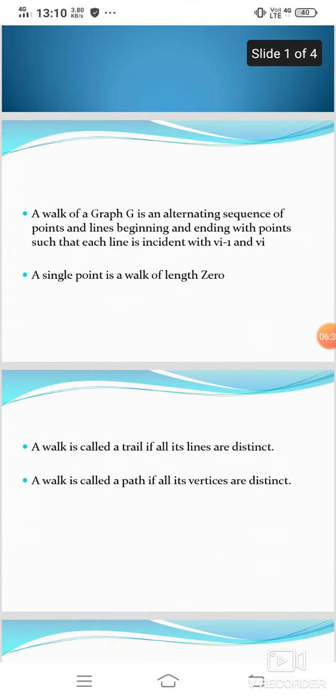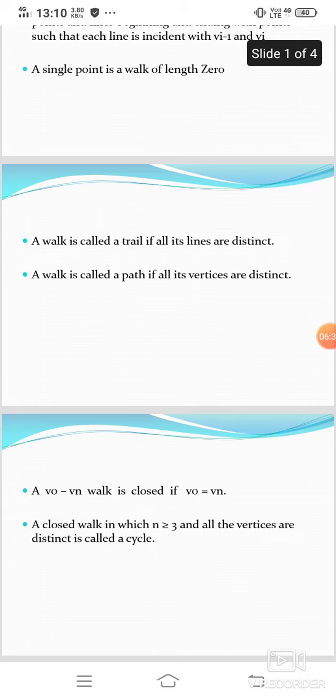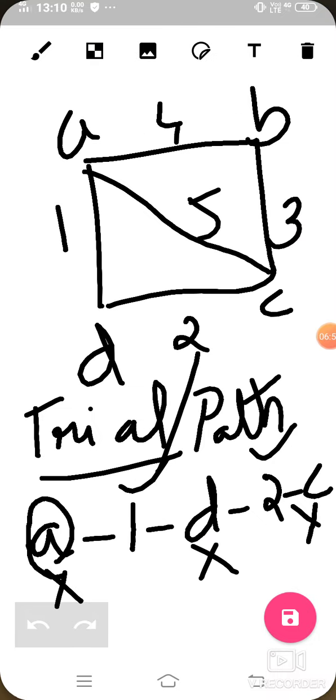A walk is called a cycle. A walk is closed if v0 equals vn, and a closed walk in which n is greater than or equal to 3 and all the vertices are distinct is called a cycle. So again consider the same example. What is a cycle? If you move from your home to somewhere, and you come back to your home once again, it means your starting point and your ending point are the same. In that case it is called a cycle.